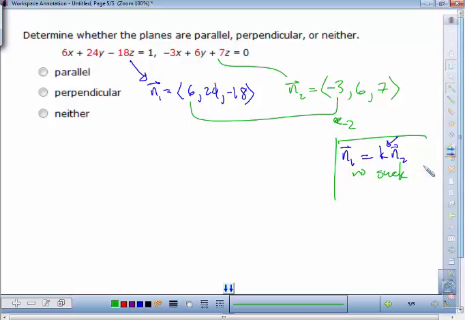Sometimes when I write secant x really quickly.